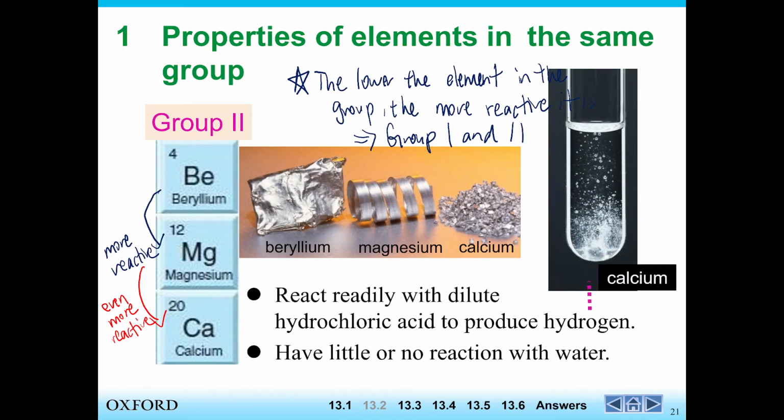Okay? So let's just think about this same experiment again. When I add calcium into dilute hydrochloric acid, these gas bubbles are formed, right? Now, would the reaction be more vigorous for magnesium or for calcium? Of course, because calcium is more reactive, the reaction will be even more vigorous. For magnesium, maybe not as much. So that's the story behind it. Okay?